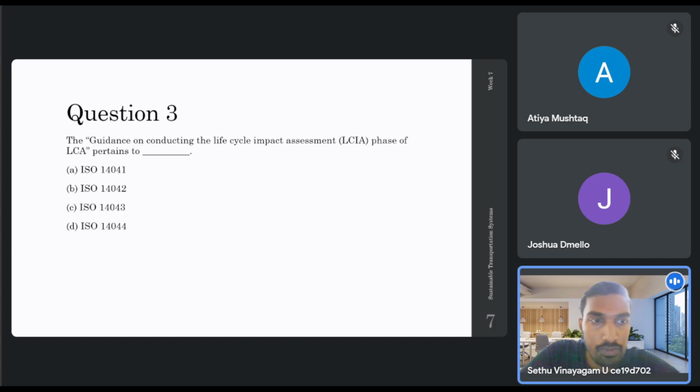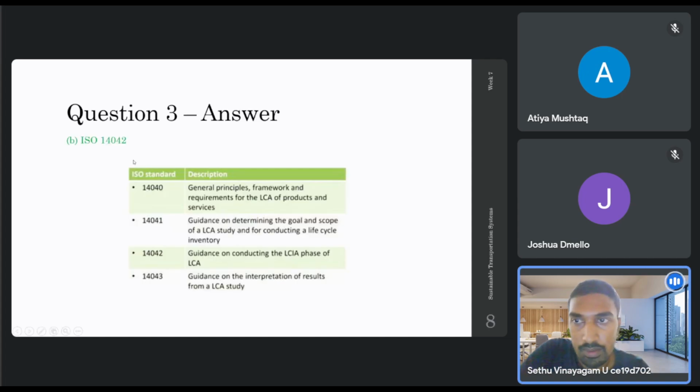Okay, so we have one vote for option B. Any other answers? All right. So the right option is option B. It is ISO 14042. Right.